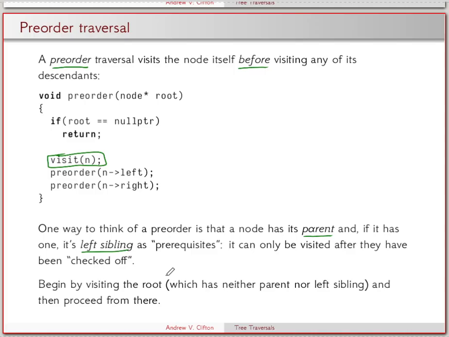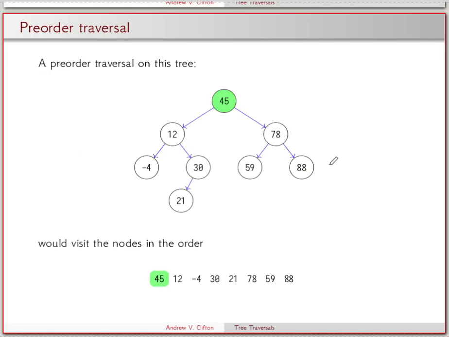We start, of course, at the root, which doesn't have a parent or a left sibling. So we'll do it again. What node has no parent and no left sibling? It's the root, so that's the first one we do. Now we've checked 45 off, so the next node that we can process is 12, which has no left sibling, and we've processed its parent, so 12 goes next. Then 4: again, 4's parent is processed, and 4 has no left sibling, so we do it next.